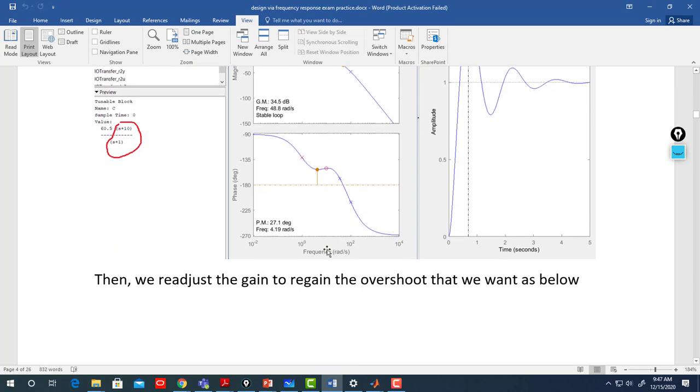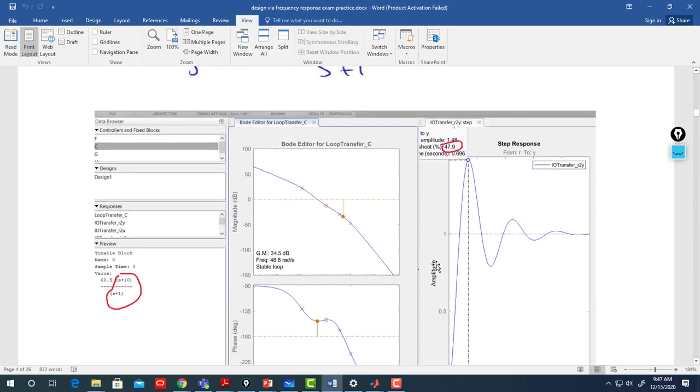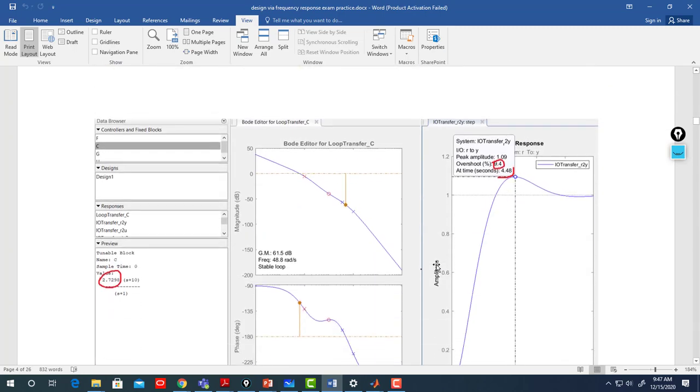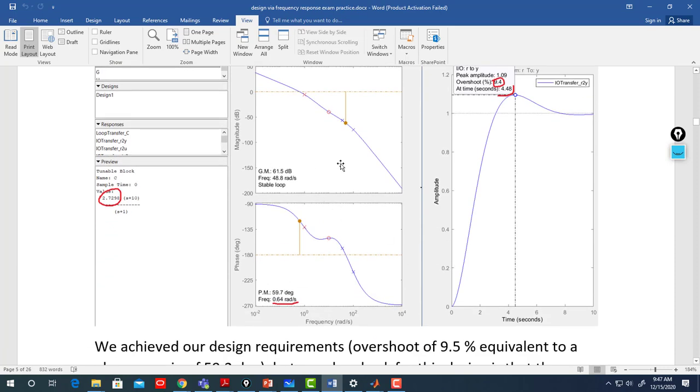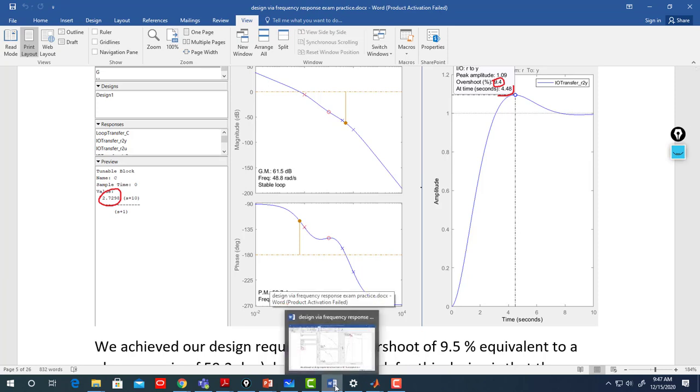Then I readjust the gain to regain the overshoot we want. In my case I did it and I obtain the overshoot I want with the different lag compensator. So the zero and pole are at 1 and 10, not at 0.1 and 1. But if you look at the peak time, for example, it's 4.48 seconds, so 4.5 seconds.